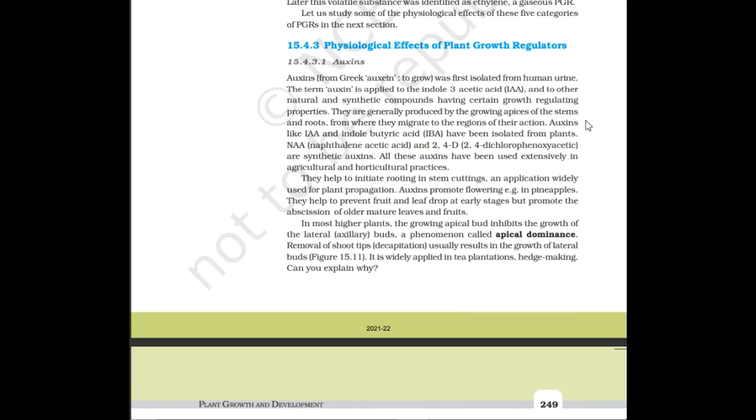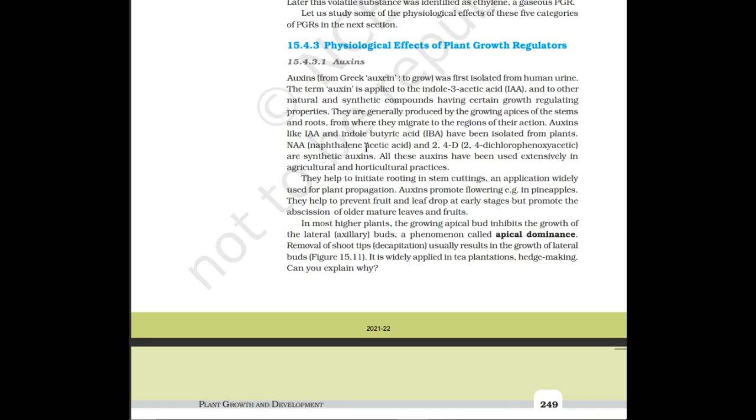Physiological effect of plant growth regulators. Auxin. Auxin, from the Greek word auxein, to grow, was first isolated from human urine. So auxin is isolated from human urine. The term auxin is applied to indole-3-acetic acid and to other natural and synthetic compounds having certain growth regulating properties. They are generally produced by the growing apices of the stem and roots, from where they migrate to the region of their action.